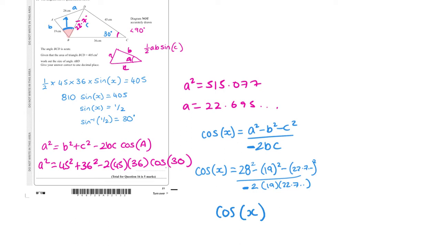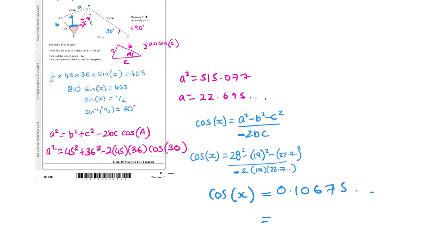28 squared minus 19 squared minus 22.695, etc. squared over minus 2 times b times 22.695, etc. So when I say to you guys, oh, it's just a positive 0.106, oh, of course it is. When I say to you guys, always go back and double check, these are the kind of things you should be double checking.